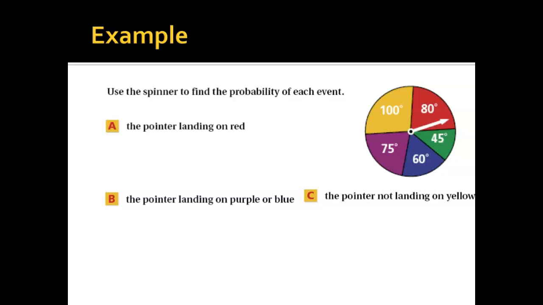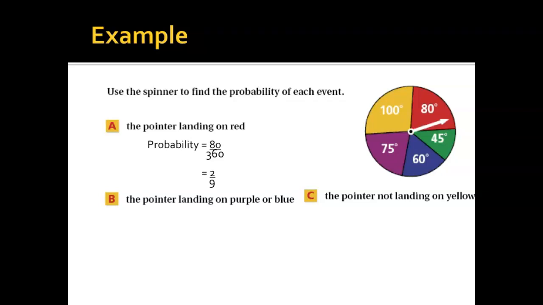The probability that the pointer will land on red, that's going to be, well, how many degrees of red do we see? We see 80. So there'll be 80 degrees over the total number of degrees, which is 360 degrees. That can be simplified down to 2 over 9. So the probability that the pointer lands on red is 2 out of 9.